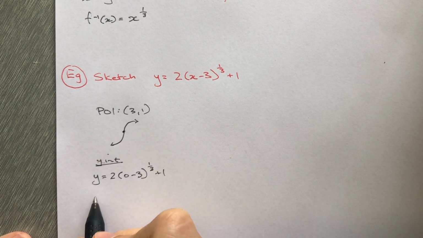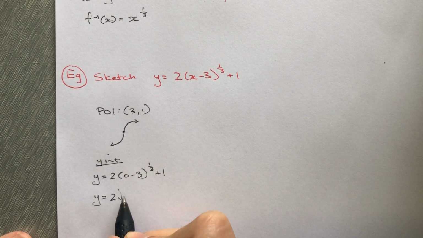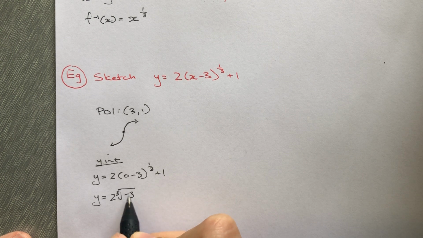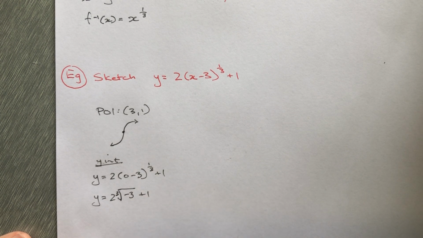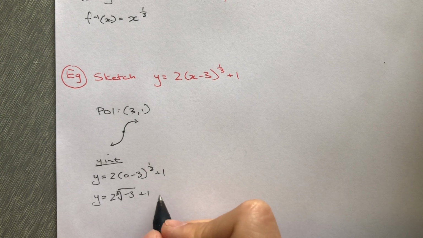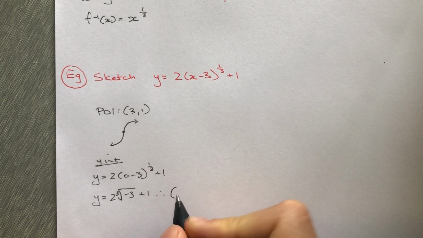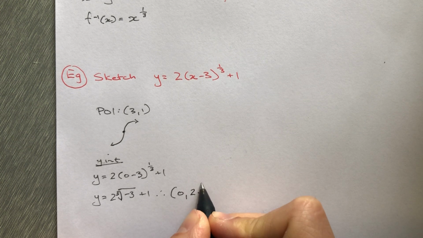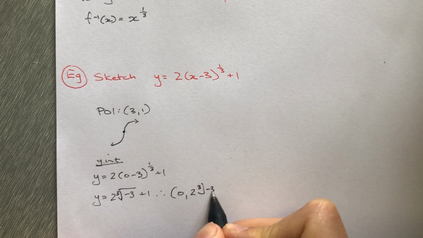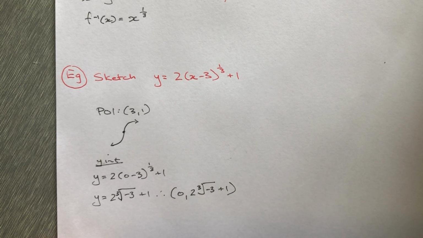Okay, so now with this one, that means we've got 2 times the cube root of -3. Right, now the cube root of -3, I'm not going to be able to get a full number out of that, so we're going to leave that as it is. So this is going to be our y-intercept. That's done, finished. Okay, so if we put that as a coordinate, we'd have x is 0 and y is 2 times the cube root of 3 plus 1. So that's what we're going to show on the graph.